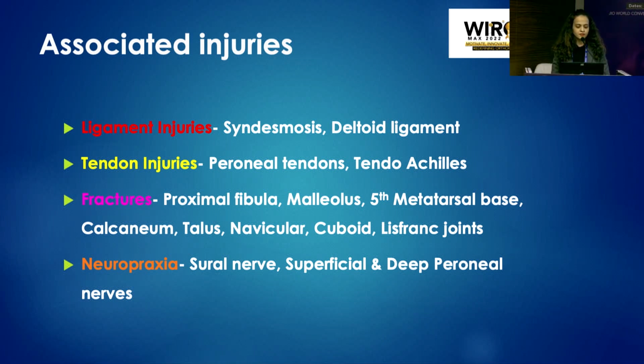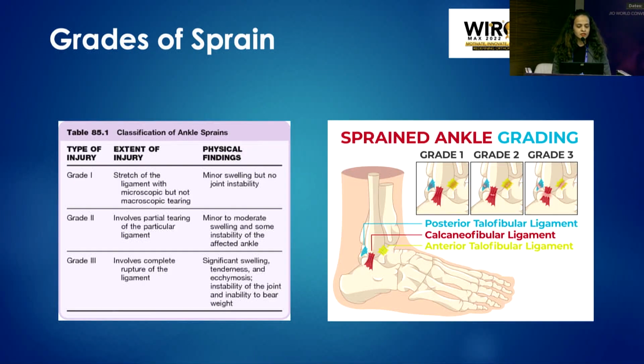So ankle sprains are broadly graded as grade 1 is only stretch of the ligament, 2 involves a partial tear with moderate swelling, and 3 involves a complete rupture of the ligament with significant swelling and instability of the joint.